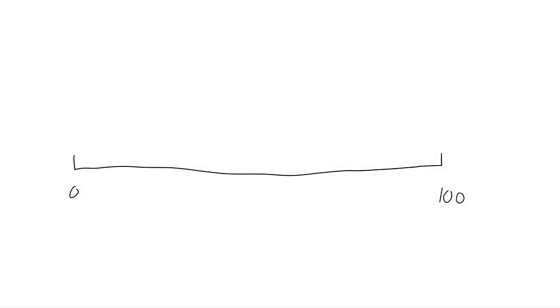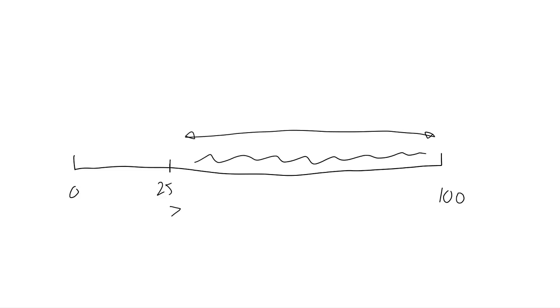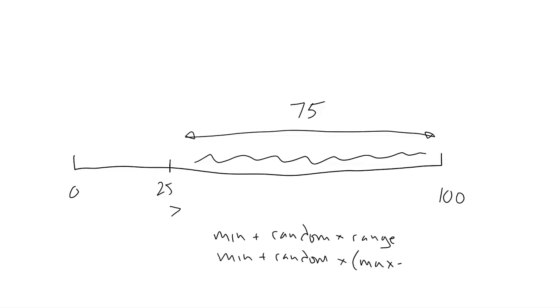Now, what if the range of numbers you want doesn't begin with 0? Say you want a number from 25 to 100. So you know that it's going to be at least 25, and this part here, the 25 to 100, is the random range. So this range is 100 minus 25, or 75. So the algorithm is the minimum plus Math.random times the range. And the range is max minus min. So we're saying 25 plus Math.random times 100 minus 25, or 25 plus Math.random times 75.